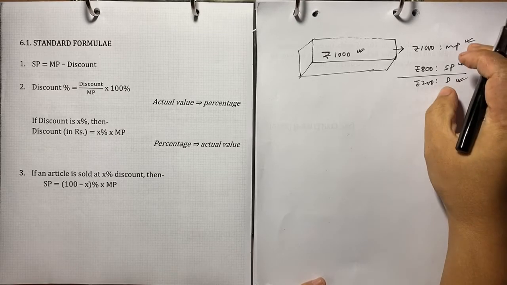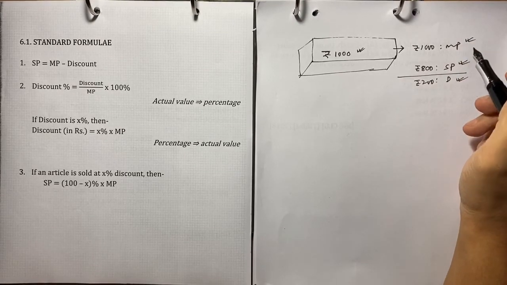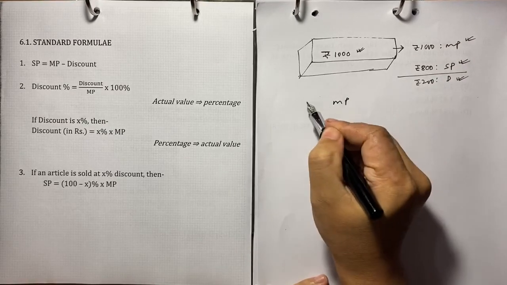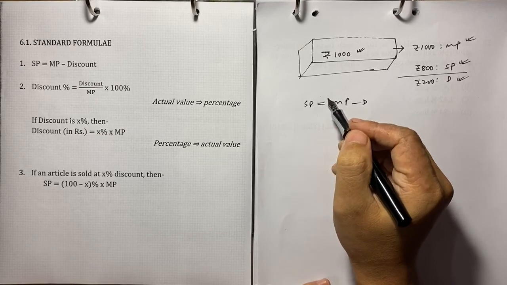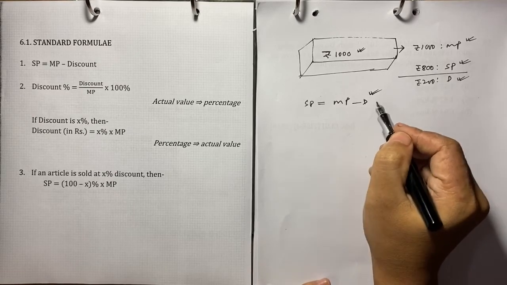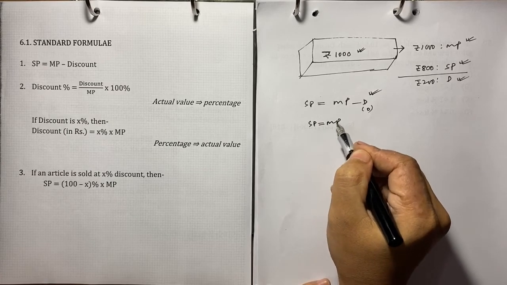Okay, the formula is: mark price minus discount equals selling price. There is one special point: when the discount is zero, the selling price equals the mark price.